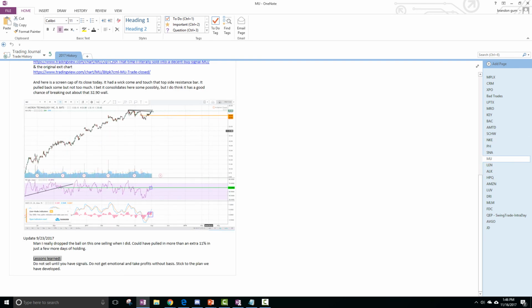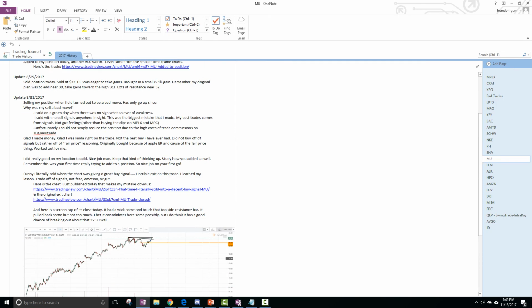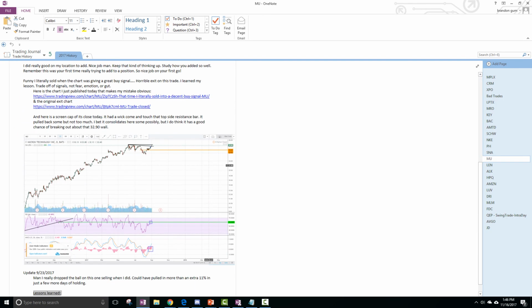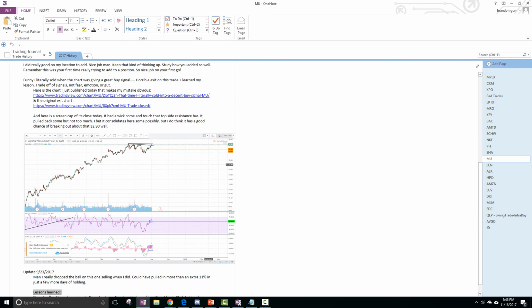Here is a trade I got in. I did a quick 6-7% on it. I was really happy at the time, but then this thing ran 40% after I had sold it. So here's an opportunity for me to record my emotions, record what I was thinking at the time, and kind of learn from my mistakes.